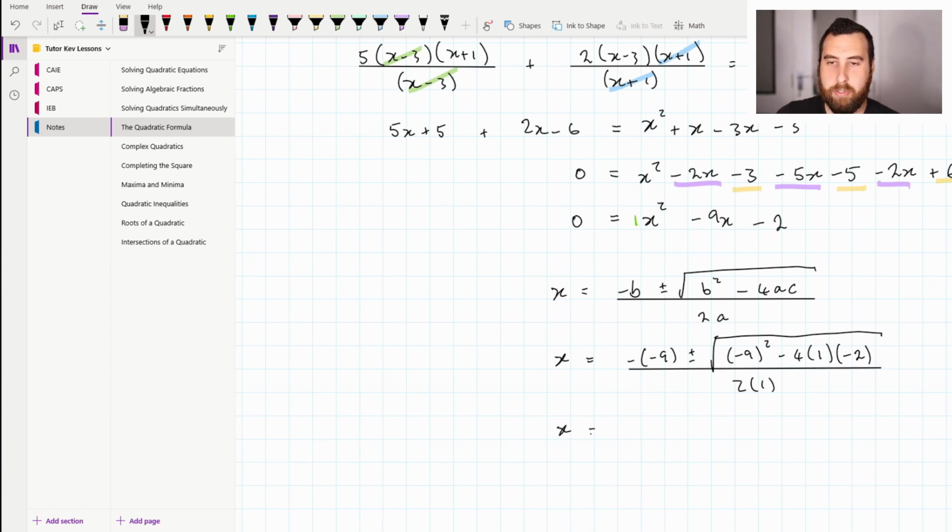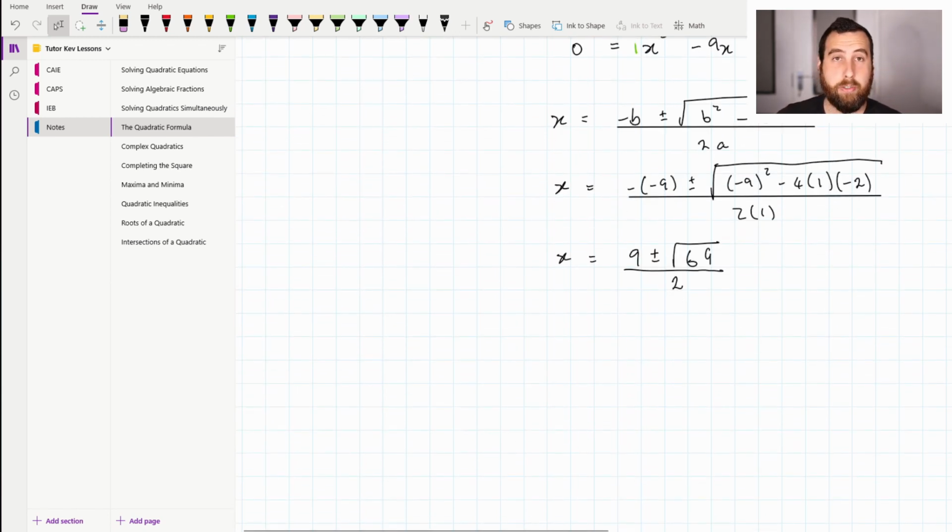Right, and then the next step is to plug this into your calculator and get your answers. And we'll see the answers that we're going to get will be in the form of 9 plus minus the square root of 69 all over 2. And then what we need to do is get our answers correct to the correct number of decimal places or significant figures. And so we check on our calculator and we get the following values.